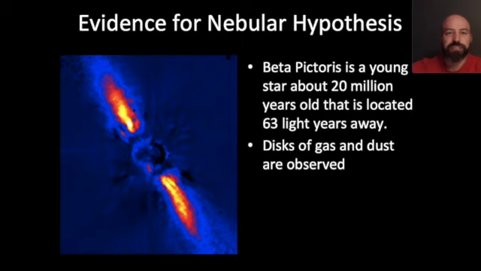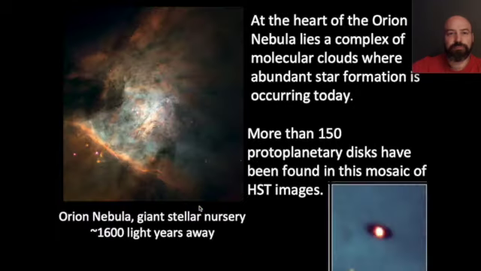We're seeing these disks of gas and dust, and we have that center part there, and then the gas and dust out here on the sides. Here's a nebula. We talk about the nebular hypothesis. Well, this is the Orion Nebula.